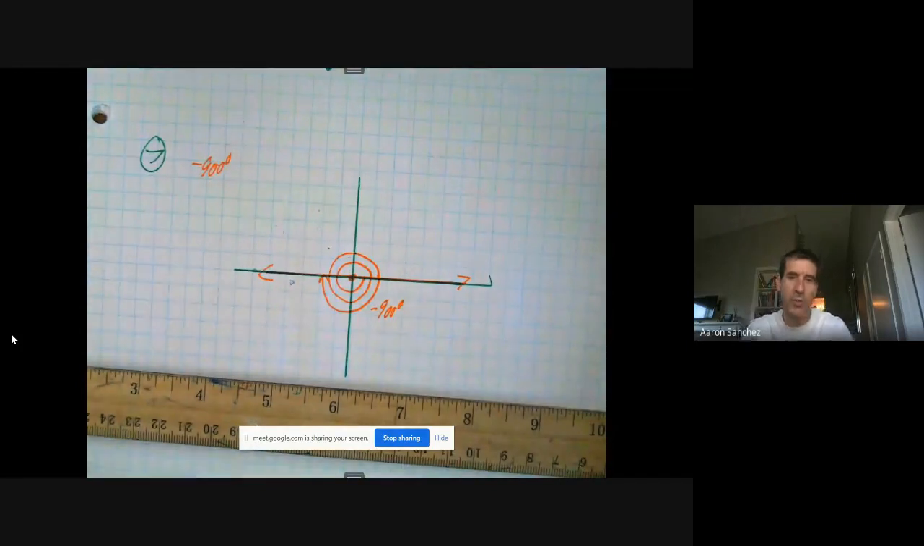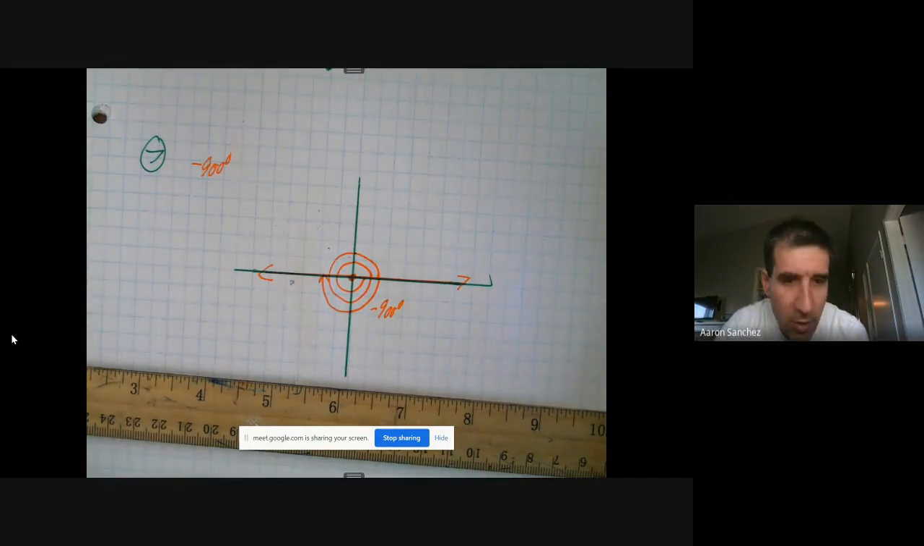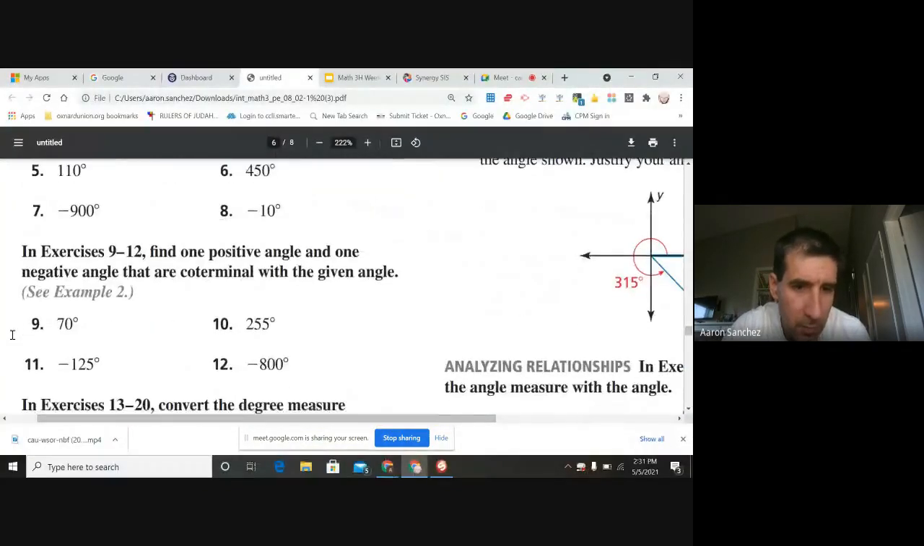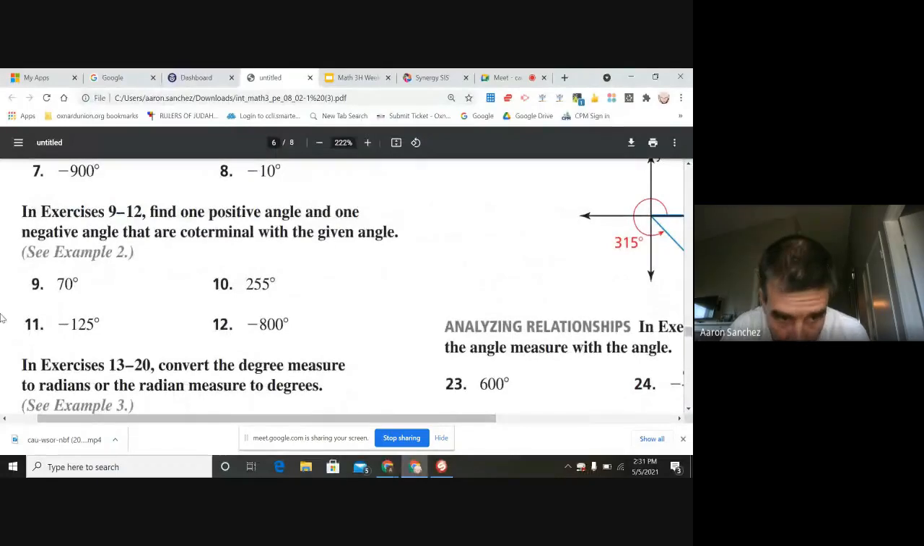Are there any questions? I'm going to move on. Any questions? No. 5, 4, 3, 2, 1. Boom. Okay. Find one positive and one negative angle that are coterminal. Remember coterminal? You add 360 to 70, or you subtract 360, right? This one you add 360 or you subtract. That's all you got to do. Just add 360 or subtract 360. Are there any questions on 9 and 11?